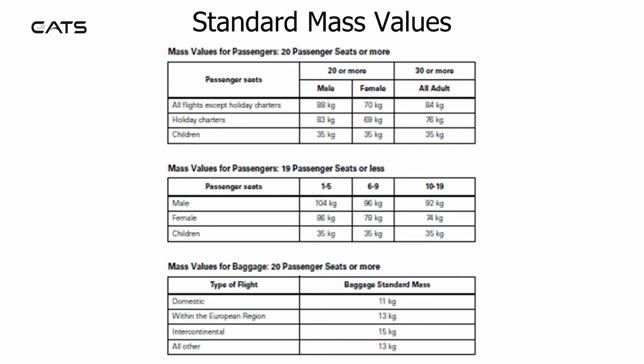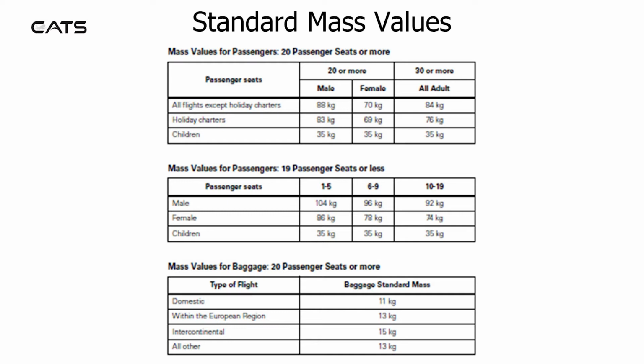Standard mass values. Mass values for passengers, 20 passenger seats or more. There's a split with males and females, all flights except holiday charters, of 88 and 70 kilograms, or with 30 passenger seats or more, all adult is 84 kilograms. There are different values for holiday charters and children.